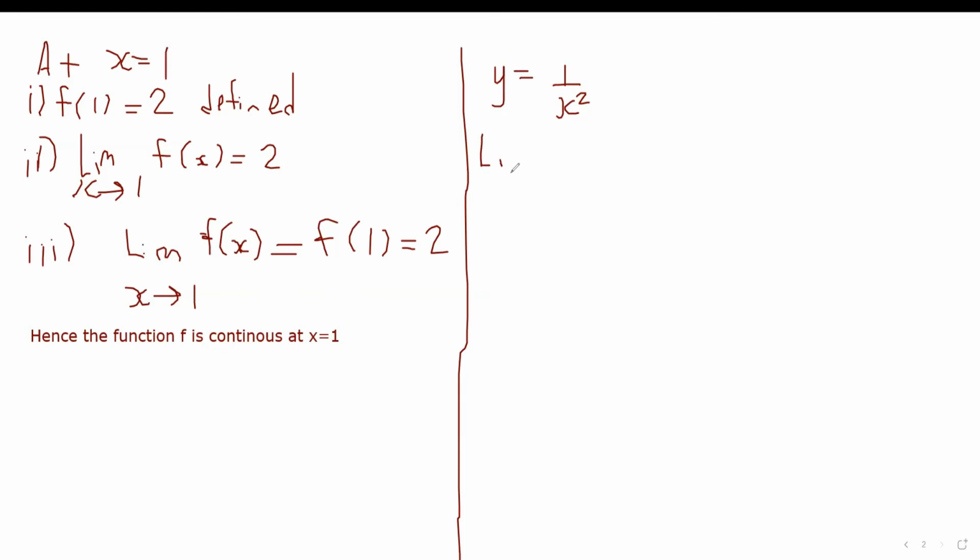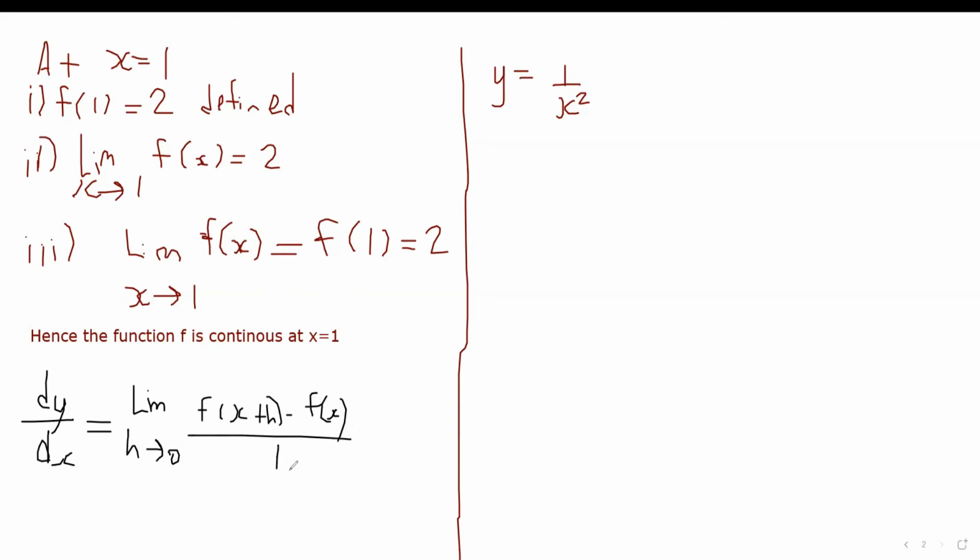So remember the first principle formula, let's write it in black. The first principle formula tells us that dy by dx is equal to the limit as h tends to 0 of f of x plus h minus f of x, over h. This is the limit from first principle formula.